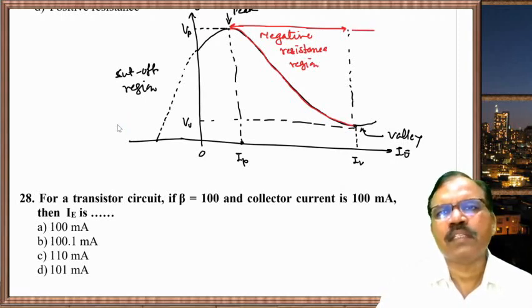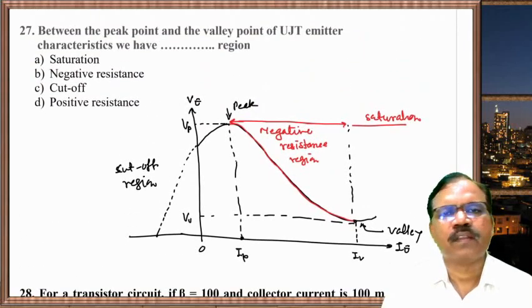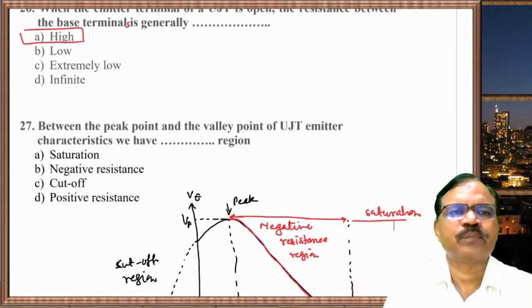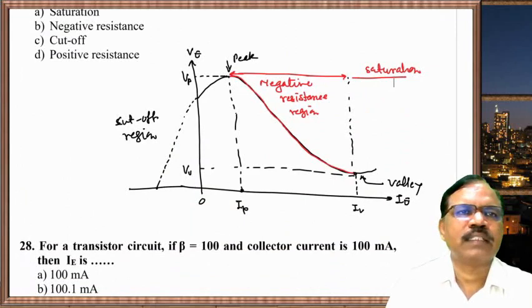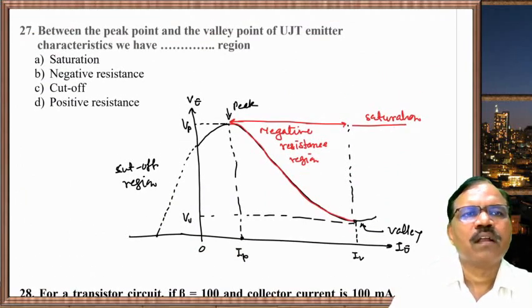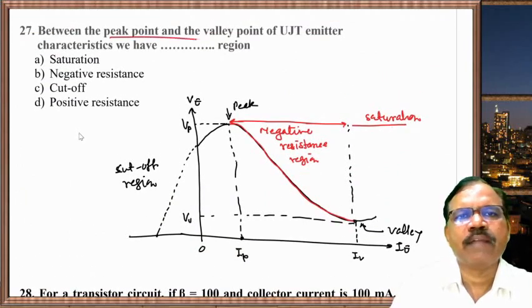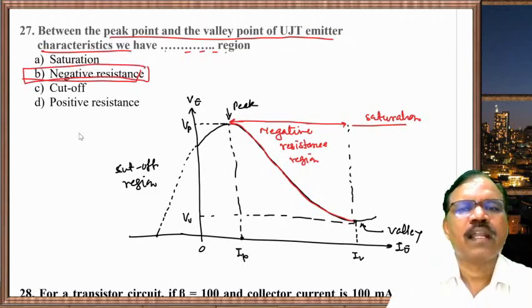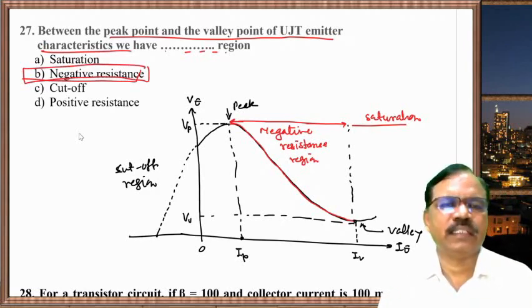And from here is the saturation region. So this is the general characteristic of UJT for this circuit, emitter characteristics. So between the peak point and valley point of UJT emitter characteristics, we have that dashed region, that is negative resistance region, and above the valley point, that is the saturation region.